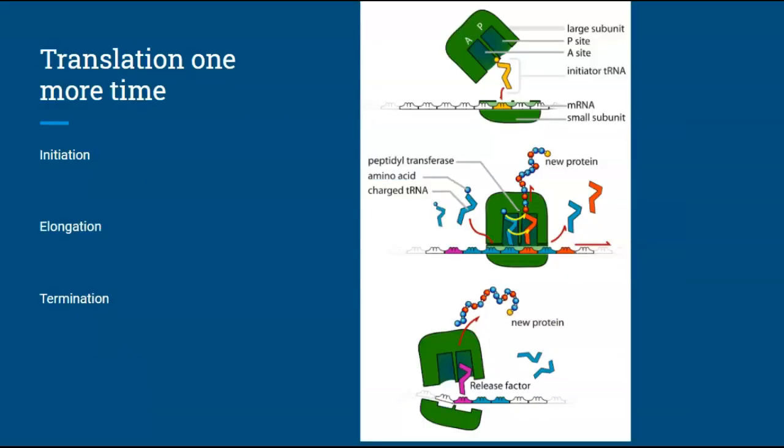So just one more time for translation: initiation is where the mRNA meets up with the ribosome, the little part joins and the big part joins. Elongation is tRNAs bringing amino acids in, matching up with the codons, and we get a growing chain of amino acids. And then termination is pop, the ribosome comes apart. It releases our brand new protein that's made.